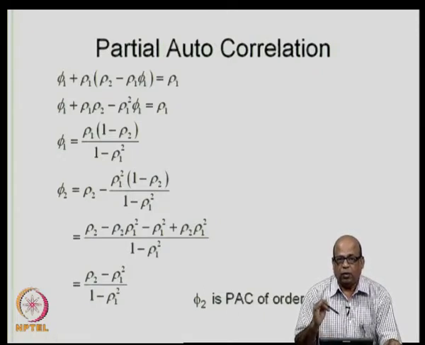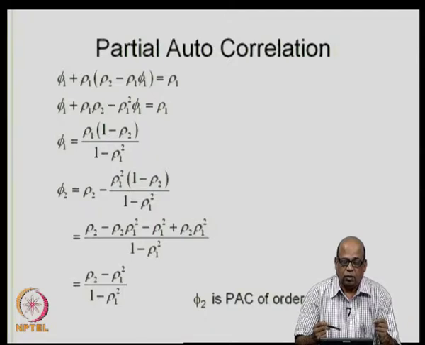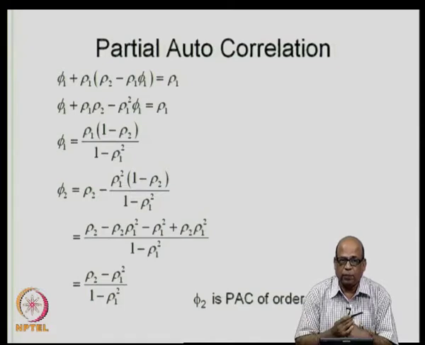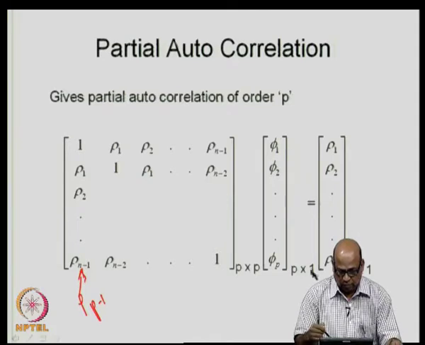So, in general phi p is the PAC of order p when you formulate and solve the Yule-Walker equations of order p. So, we now know how to determine the partial autocorrelations at different orders. So, p is equal to 1, p is equal to 2, etc. You know how to determine the partial autocorrelations of different orders from the data. From the data you will have all the autocorrelations rho 1, rho 2, etc., rho p, and look at the Yule-Walker equations.